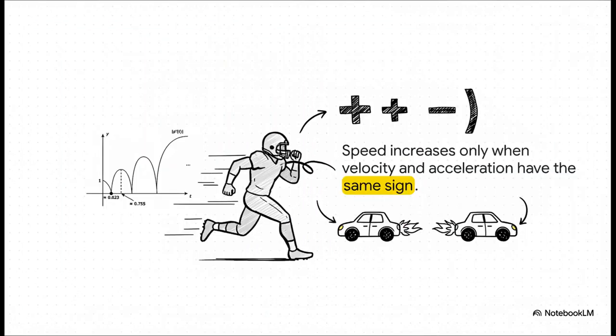So when is a player actually speeding up? Well, it's a little more complicated than just having positive acceleration. A player's speed increases only when their velocity and their acceleration have the same sign. Think about it. They speed up when they're running forward and pushing forward. But they also speed up in the wrong direction if they're moving backward and something is pushing them backward even harder. They have to be accelerating in the same direction they're already headed.